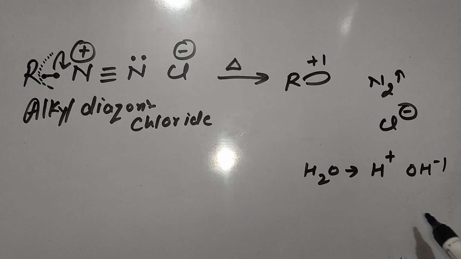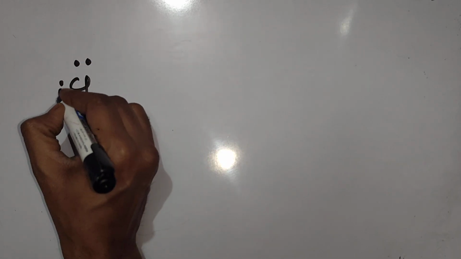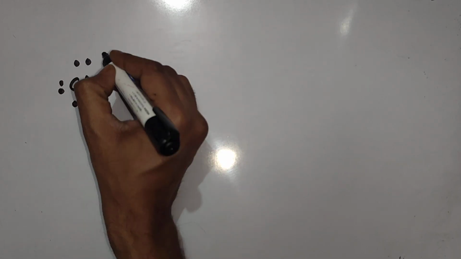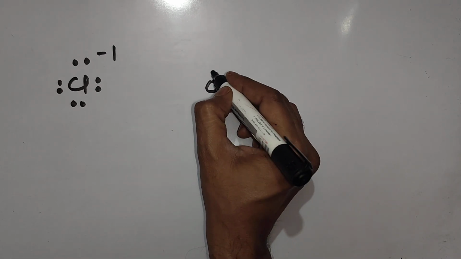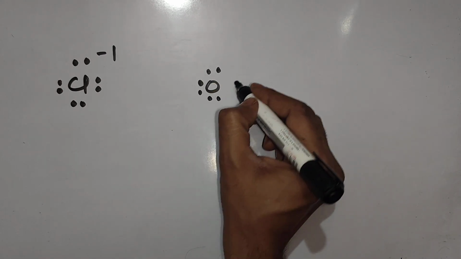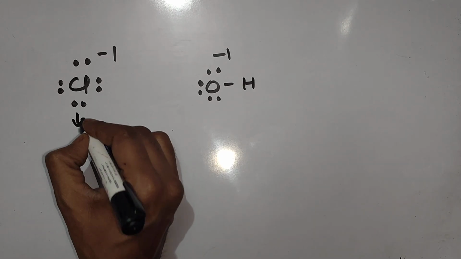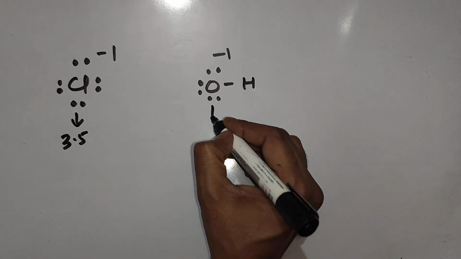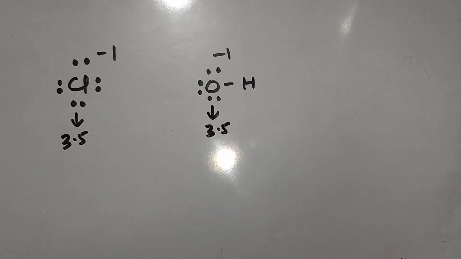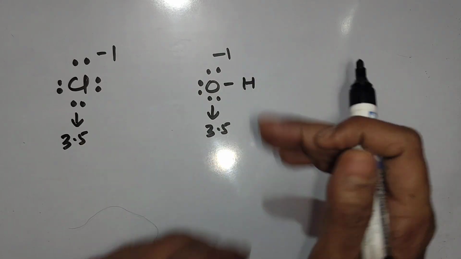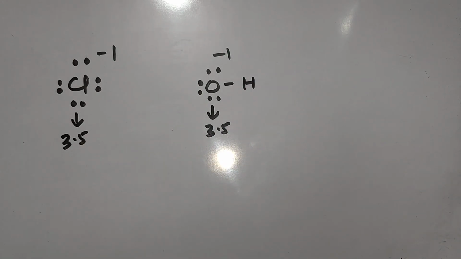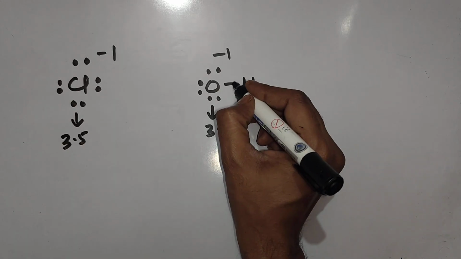Now who will attack? The answer is OH negative. Reason? Let's check. Cl negative, what is the condition? Cl negative has 4 lone pairs on it, with a negative charge. OH negative, what is the condition? 3 lone pairs with a negative charge. The electronegativity of chlorine is 3.5 and of oxygen is 3.5, the same electronegativity, but this oxygen can donate a lone pair better as compared to Cl negative. Reason? Watch carefully.